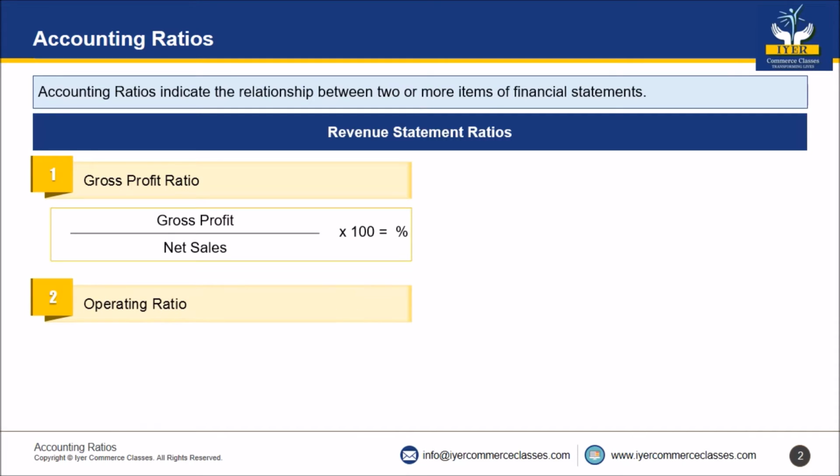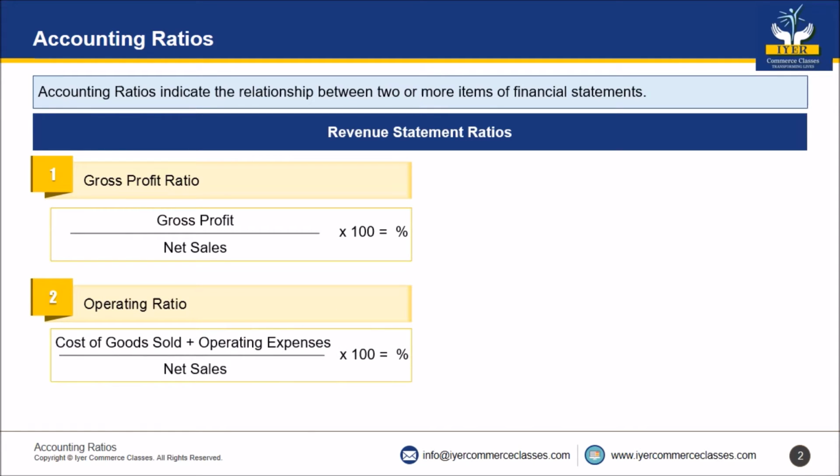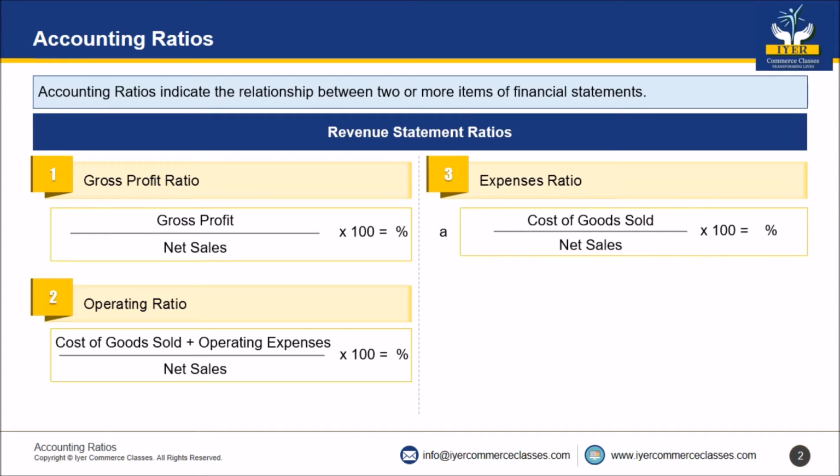Second, operating ratio. Cost of goods sold plus operating expenses upon net sales into 100. Expenses ratio. Number 1. This is called cost of goods sold ratio. Formula will be cost of goods sold upon net sales into 100.